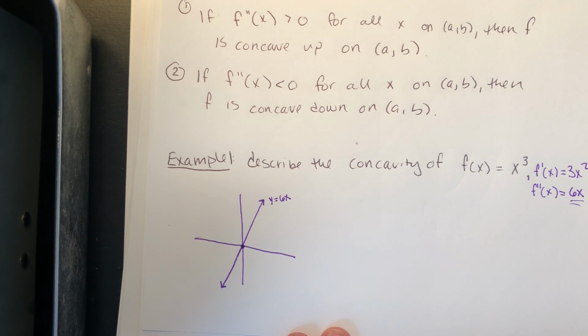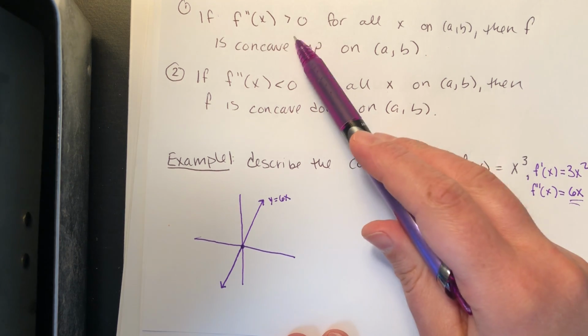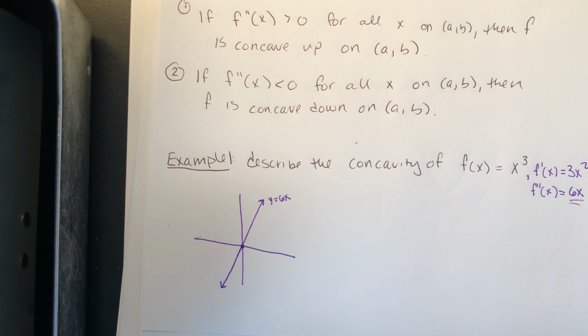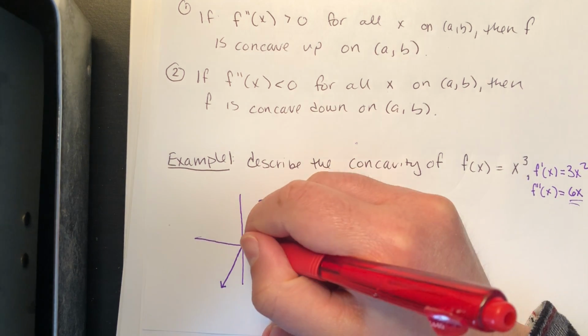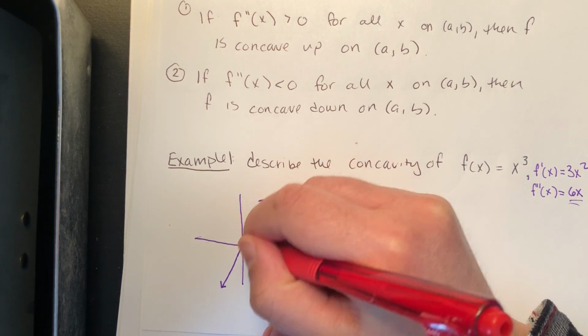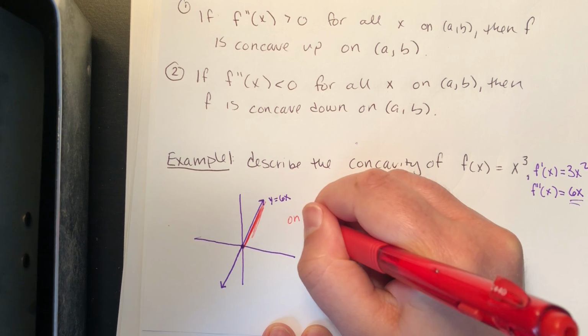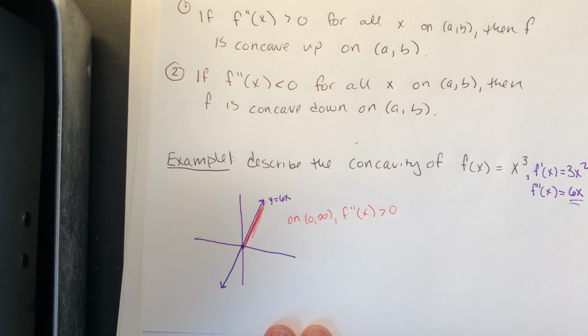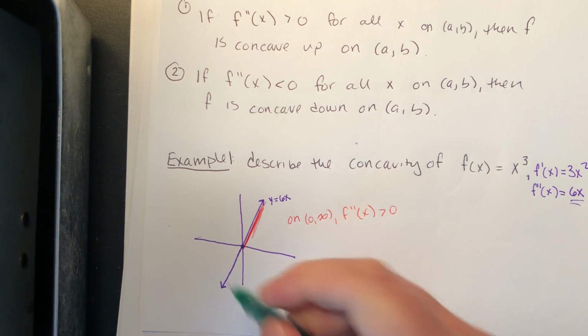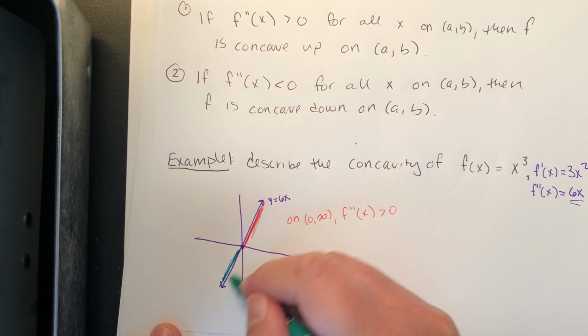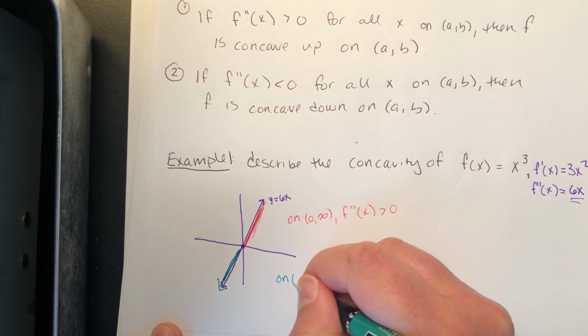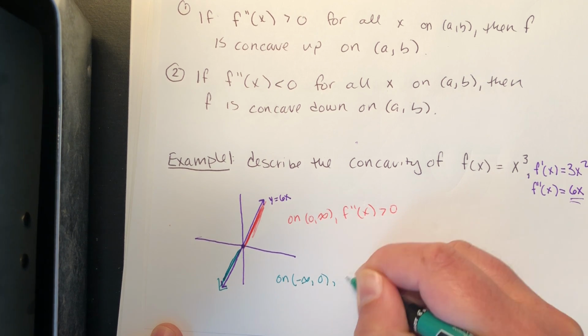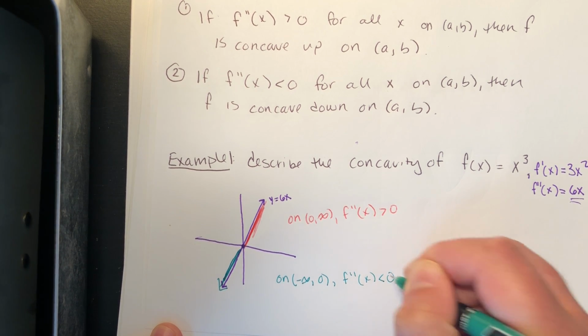Now the concavity test says anywhere this second derivative function, anywhere this line is positive, meaning above the x-axis, the original function is concave up. So where is this positive? It's above the x-axis from 0 to infinity. f double prime of x is above the x-axis, so it's positive. On the other hand, the function is below the x-axis for all x values that are negative. So on the interval from negative infinity to 0, the second derivative is negative.